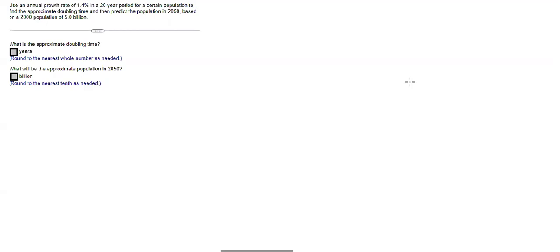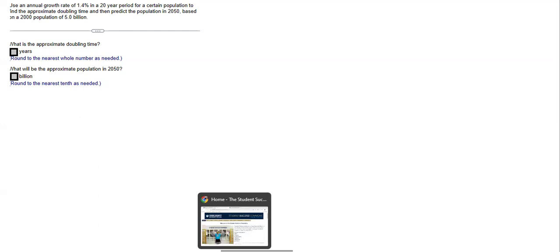So we are being asked to use an annual growth rate of 1.4% in a 20-year period for a certain population to find the approximate doubling time and then predict the population in 2050 based on a 2000 population of 5 billion. There's a lot of numbers in here. Let's take it one thing at a time. The first thing they want is what is the approximate doubling time.